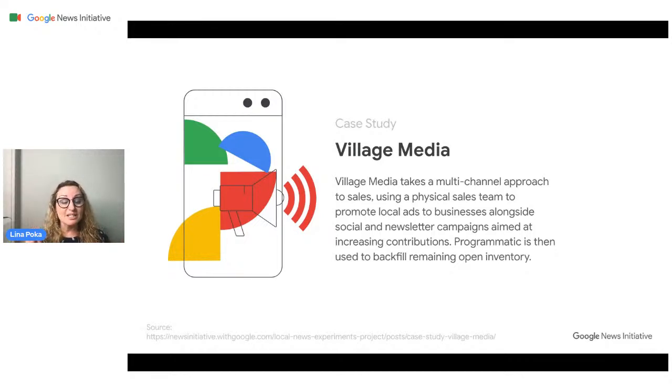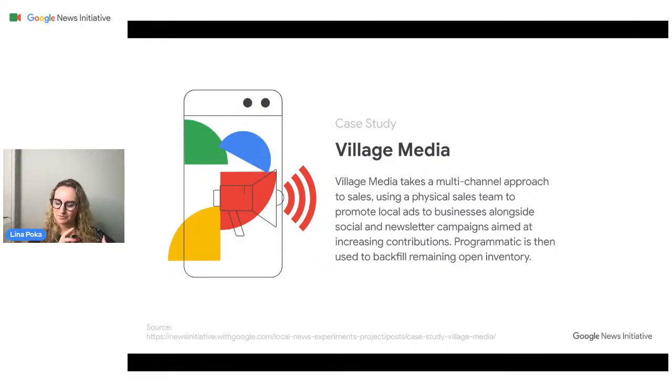So let's try this again. What is it that Village Media actually does? They take that multi-channel approach to sales and they use those physical sales teams, people, right, to go out there and promote their products, their websites, to all of the different local businesses. So 74% of the revenue comes from that.